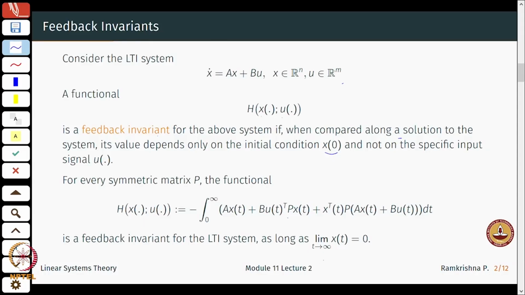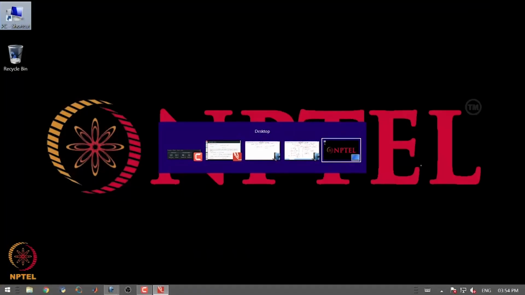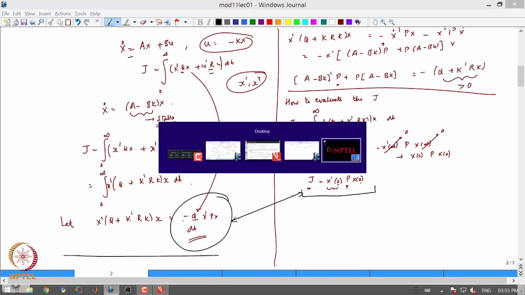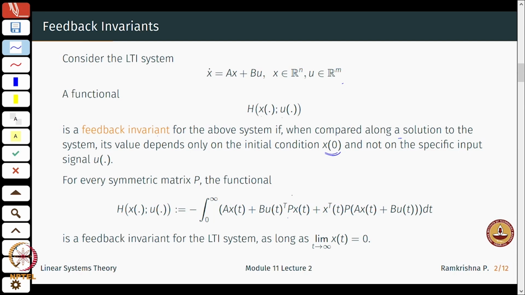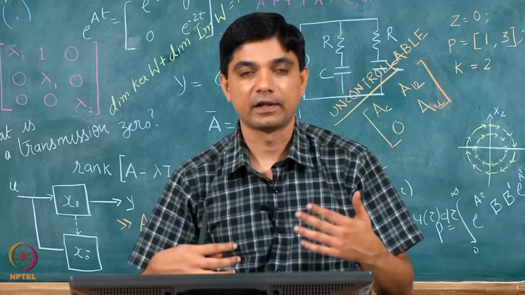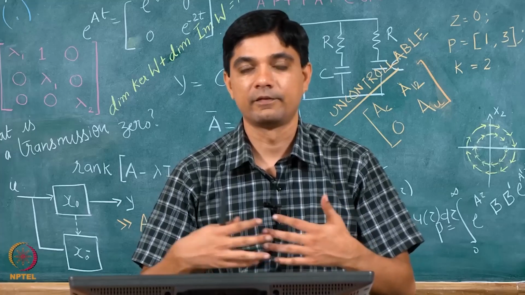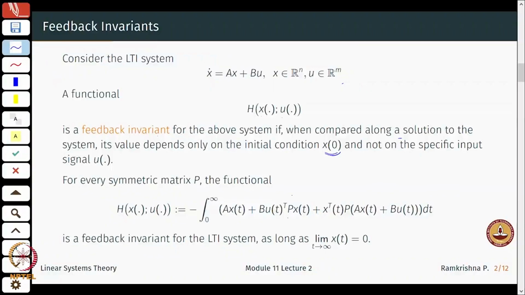The definition is that its value depends only on x at 0 and not on the specific input signal u. If you remember, in lecture number 1 we used something very similar, and this is exactly what we derived. So now we give it a more formal notion in terms of feedback invariance. Nothing really new is happening here, but we are just trying to give it a more general and systematic meaning.